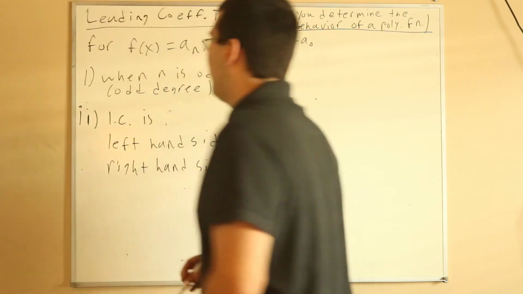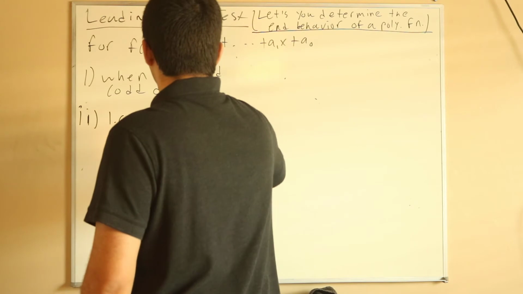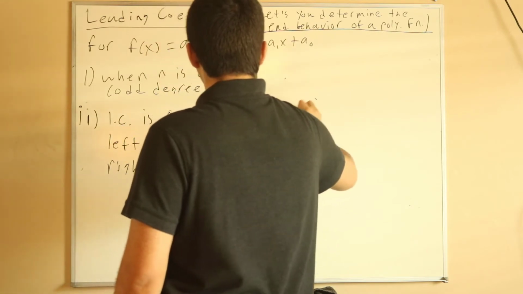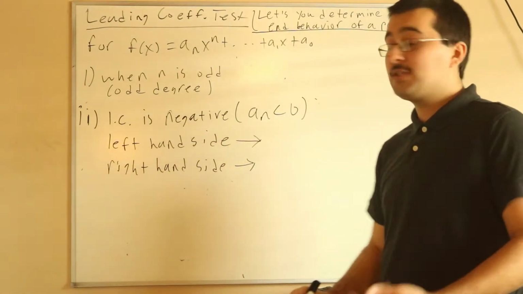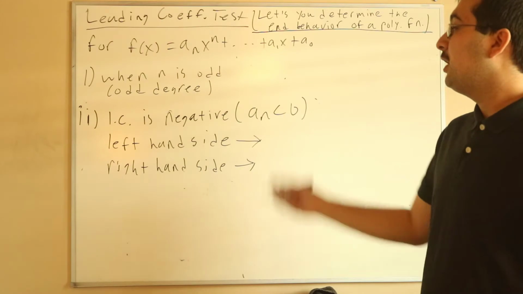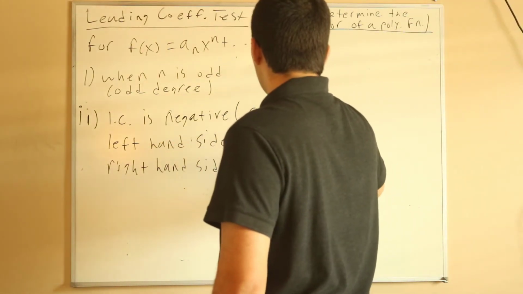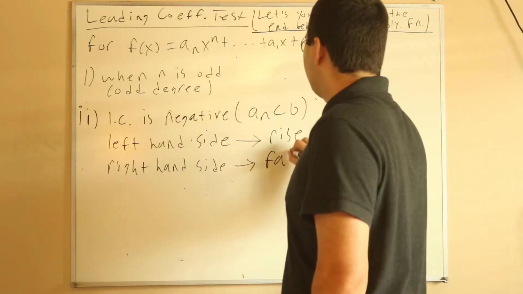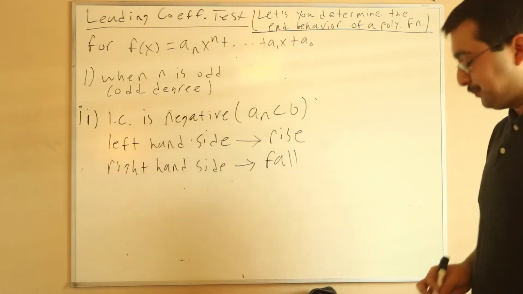So our second subcase is when the leading coefficient is negative. In other words, a sub n is less than 0. So in that case, the behavior flips. Right? So the left-hand side, before it fell, so now it's going to rise. And the right-hand side rose, so now it's going to fall. The behavior flips in comparison to the first subcase. This is what happens with that.